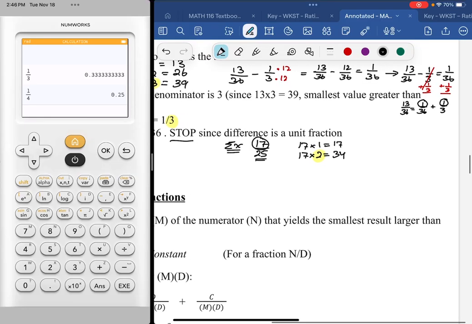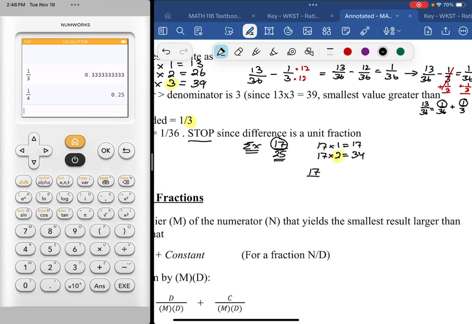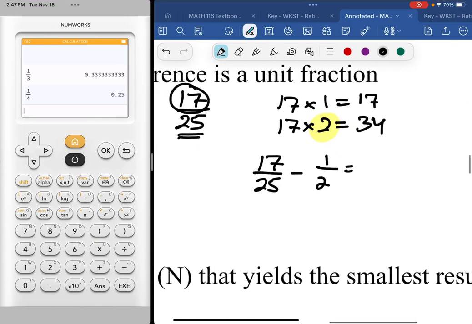So my 17 over 25, I subtract from that 1/2. All right, which is not the greatest fraction in the world. I don't want to multiply top and bottom of 1/2 by 12.5 to get a common denominator. So we'd have to look for the LCD between 25 and 2, which is 50. So the first fraction, I'd multiply top and bottom by 2. And the second one, I'd multiply top and bottom by 25.